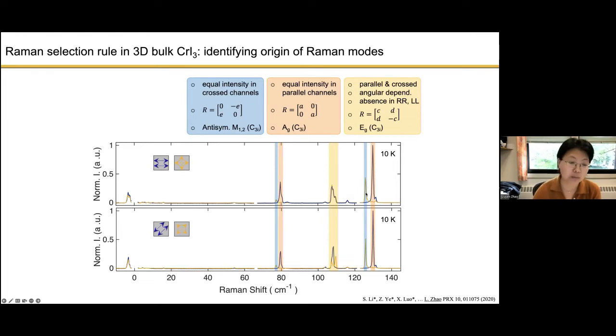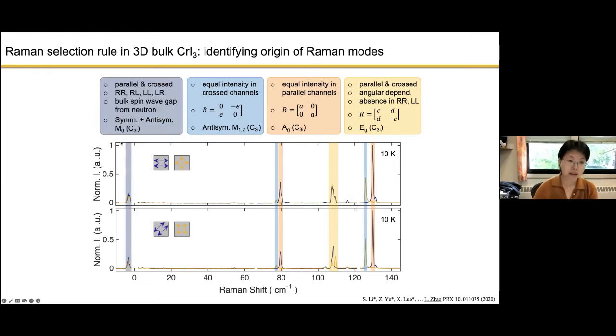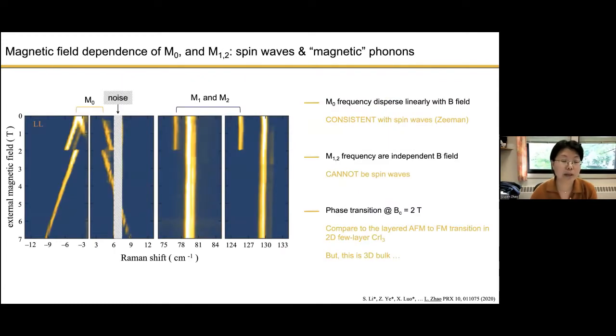frequency one being M2. The fourth kind is a very low frequency mode that has an energy close to the zone center spin wave gap measured by the neutron scattering experiment by Professor Dai's group. We label it M0. Then we do the magnetic field dependence of those modes. We take a look at M0, 1, and 2 first.